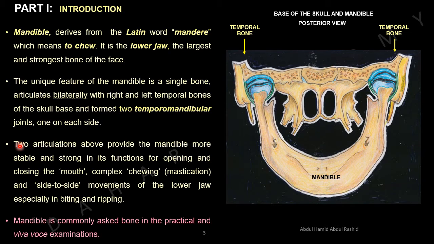Two articulations above provide the mandible more stability and strength in its functions for opening and closing the mouth, complex chewing, that is mastication, and side-to-side movements of the lower jaw, especially in biting and ripping. The mandible is a commonly asked bone in the practical and viva voce examinations, especially in dental surgery courses.